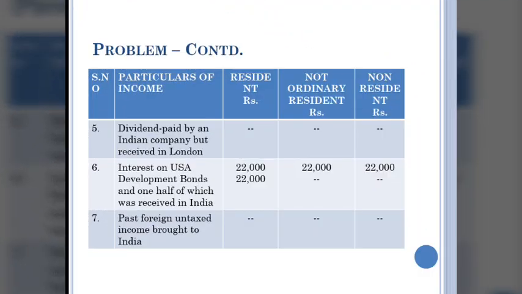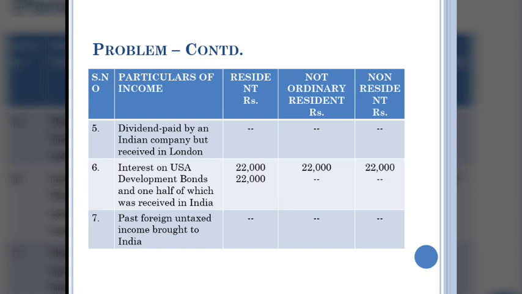Then the fifth one is dividend paid by the Indian company but received in London. This is a dividend of an Indian company, it is not taxable to anyone, so it is exempted. Next, sixth one is interest on USA bonds, one half of which was received in India. The amount is 44,000. One half means 44,000 into half is 22,000. So 22,000 is received in India, so it is taxable to all. Another 22,000, it is a foreign income, so it is taxable only to the resident.